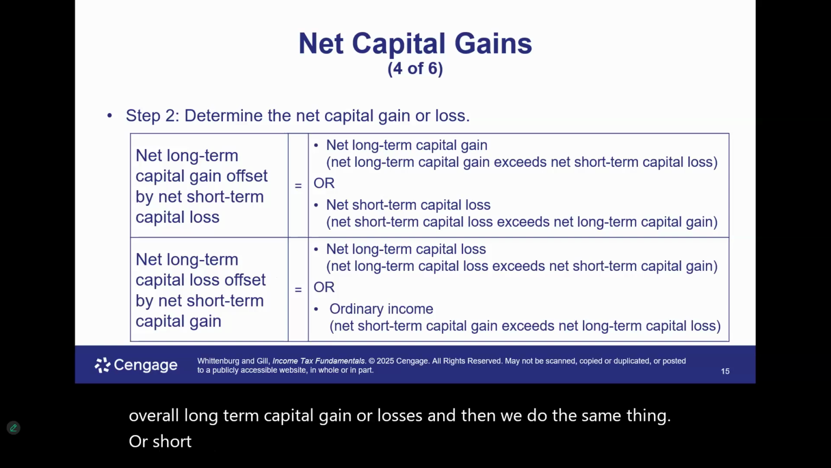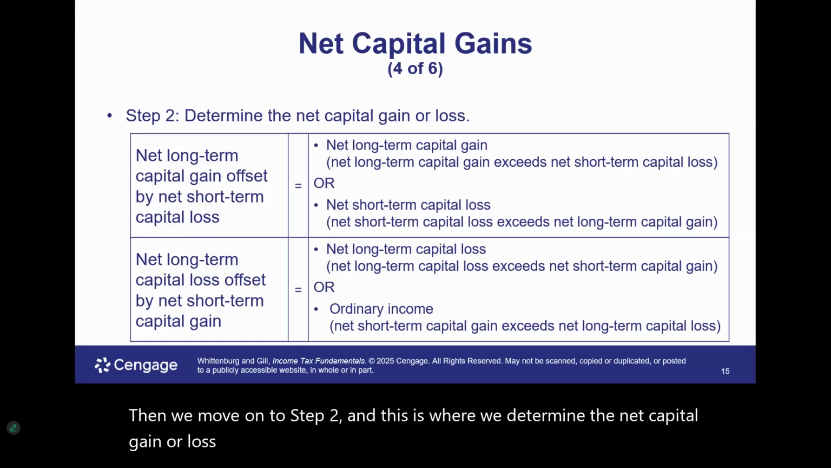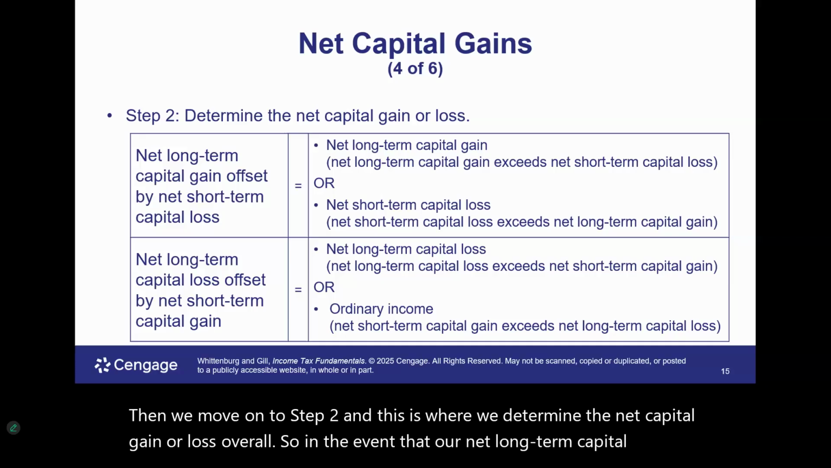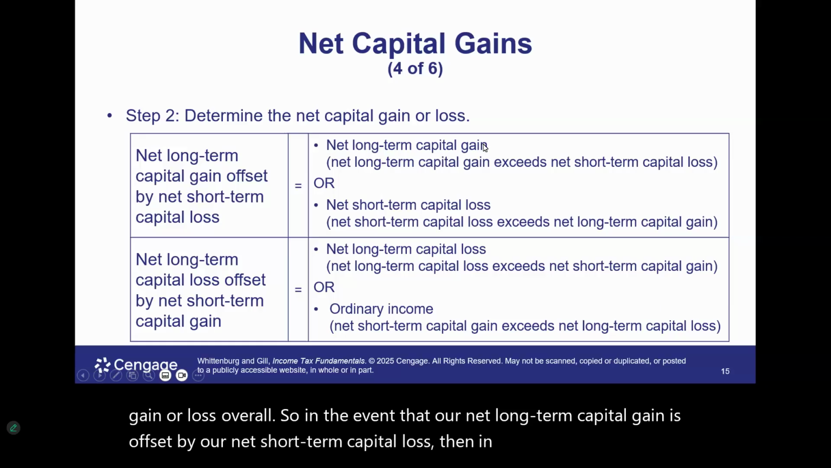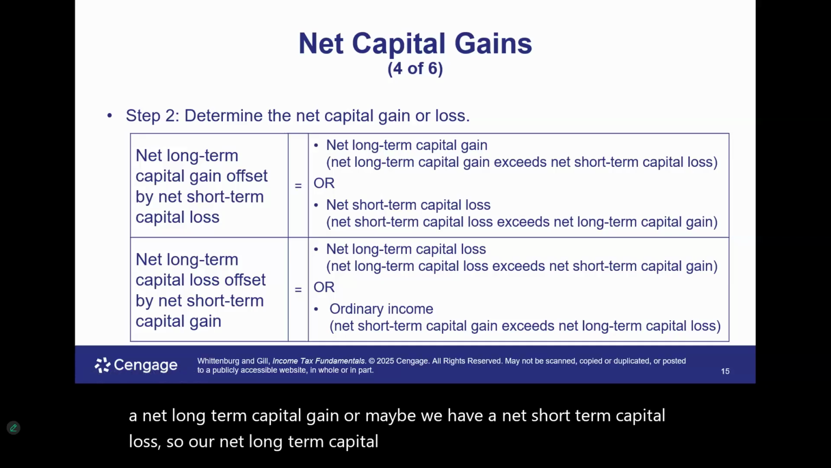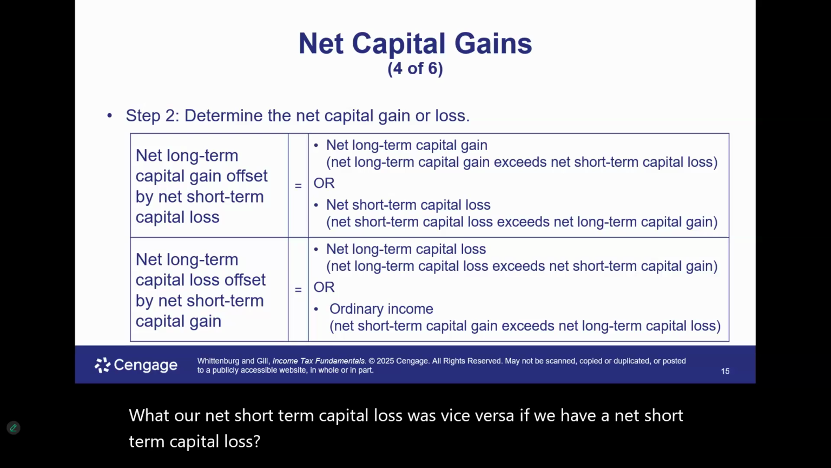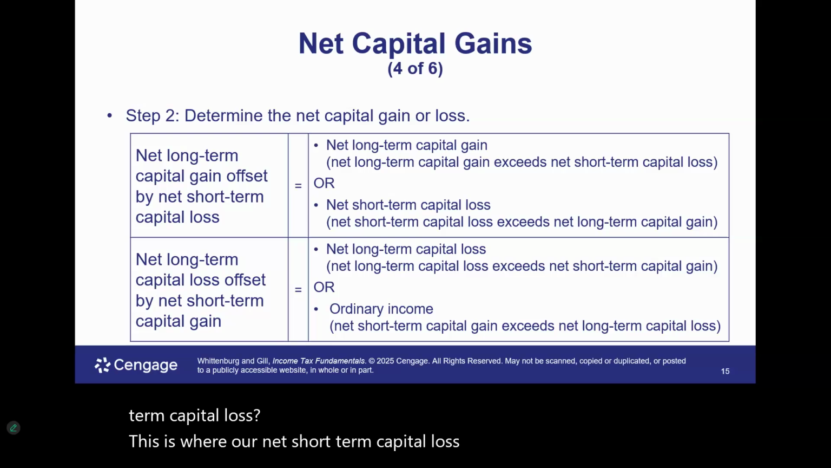Then we move on to step 2, and this is where we determine the net capital gain or loss overall. So in the event that our net long-term capital gain is offset by our net short-term capital loss, then in such case, maybe we have a net long-term capital gain, or maybe we have a net short-term capital loss. So our net long-term capital gain is where it exceeds what our net short-term capital loss was. Vice versa, if we have a net short-term capital loss, this is where our net short-term capital loss exceeds the net long-term capital gain. All right. And then the same thing at the bottom.